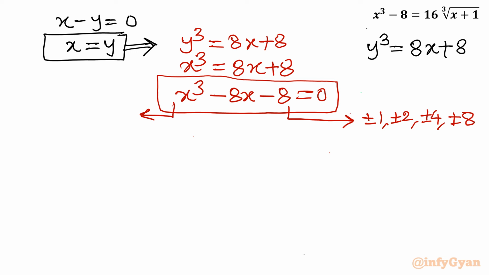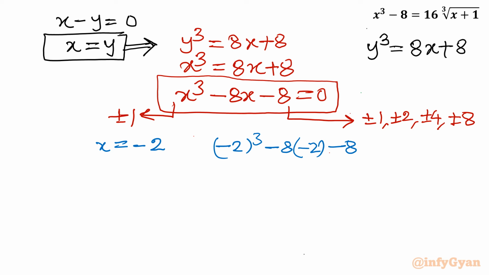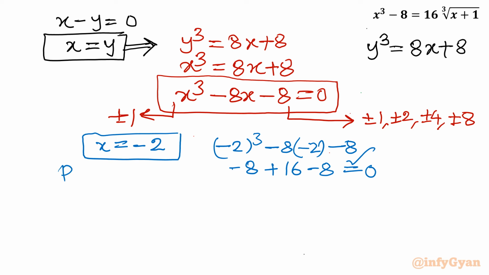Leading coefficient is plus minus 1 only. Now, once you take the ratio, there are eligible factors or solutions of this equation. Let me substitute x is equal to minus 2 directly. See what will happen. Minus 2 cube is minus 8, minus 8 times minus 2 is plus 16, minus 8. So it is minus 8 plus 16 minus 8. So yes, it is coming out 0. That means x is equal to minus 2 is our base solution.